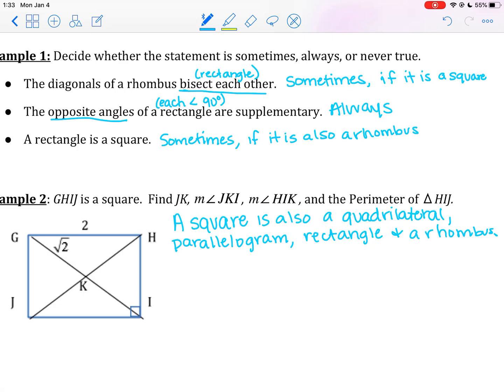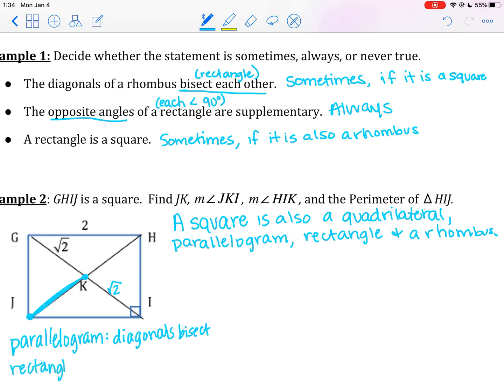So the first thing we want to find is the length of JK. That is part of a diagonal. So for JK, we can use properties of any of these shapes that we've used. So in a parallelogram, the diagonals bisect each other. So from that, I know that the measure of GK is the square root of 2. So based on that, I'm also going to know that KI is also the square root of 2.